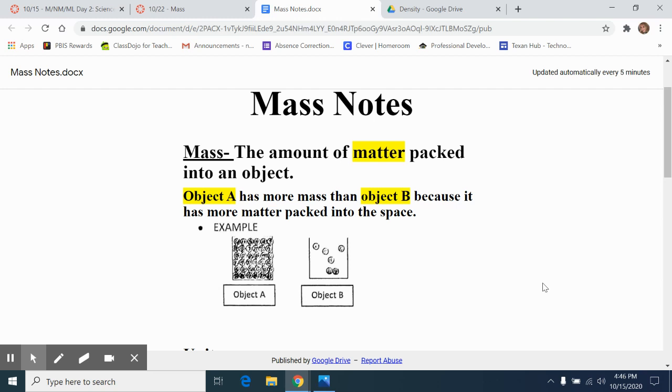So, mass is the amount of matter packed into an object. Matter is just another cool word for like atoms. So, object A has more matter. As you can see, there are a lot more particles in object A than object B. Therefore, object A has more mass than object B because it's got more matter, more particles in here.